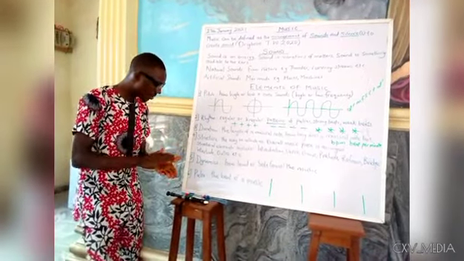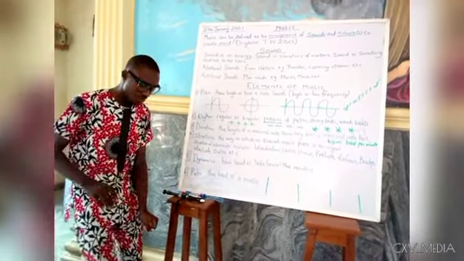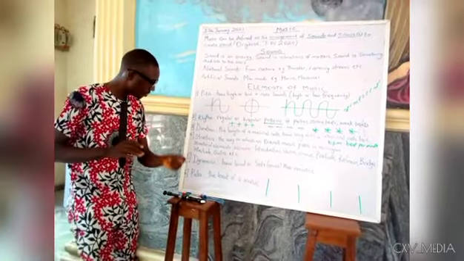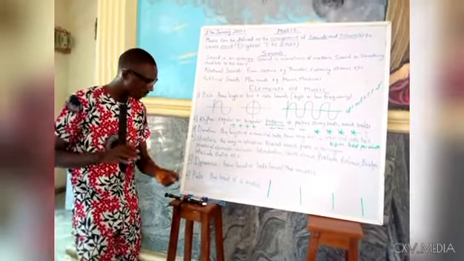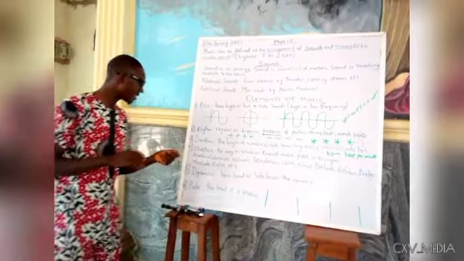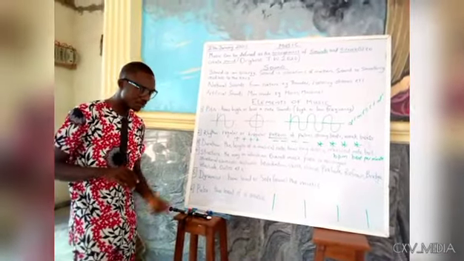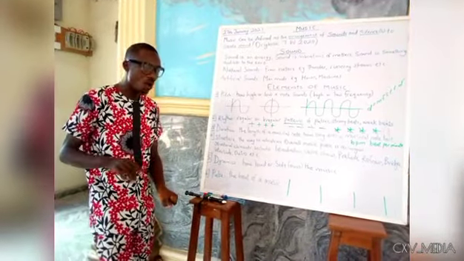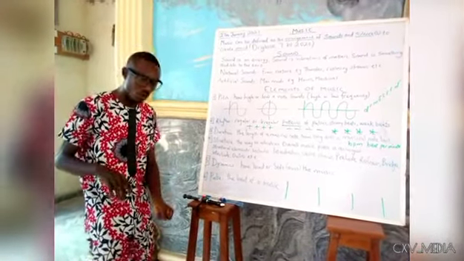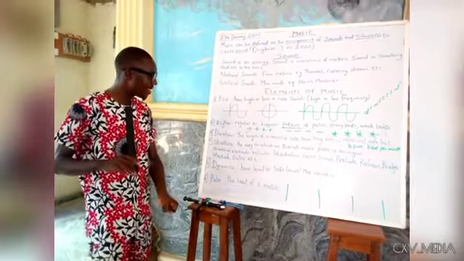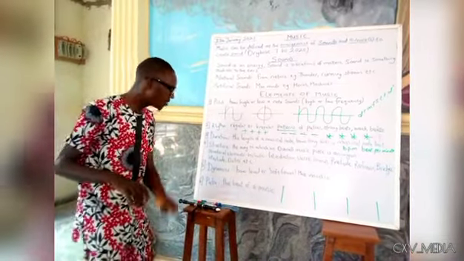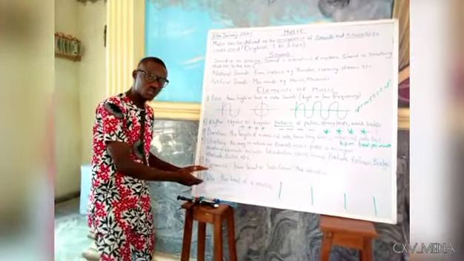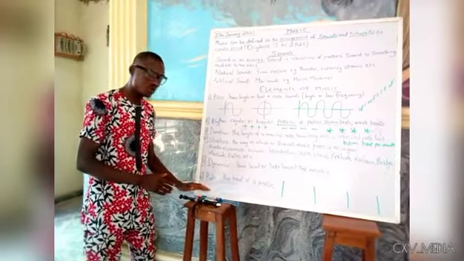1, 2, 3. 1, 2, 3. So I'm clicking my fingers at the pulse of the music. 1, 2, 3. When we walk with the Lord in the light of His word, that is the pulse. The pulse is the beat of the music.